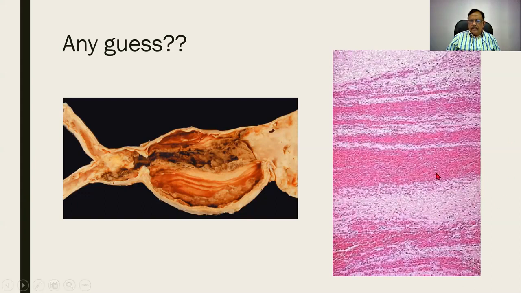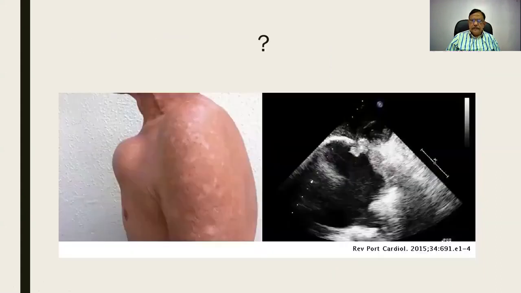You have areas of RBC and then the paler WBC. These are called the lines of Zahn. Z-A-H-N. Lines of Zahn.